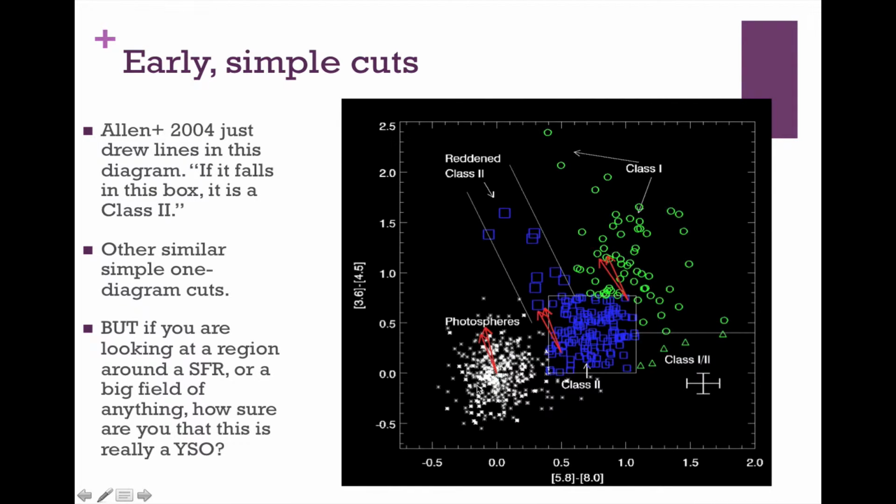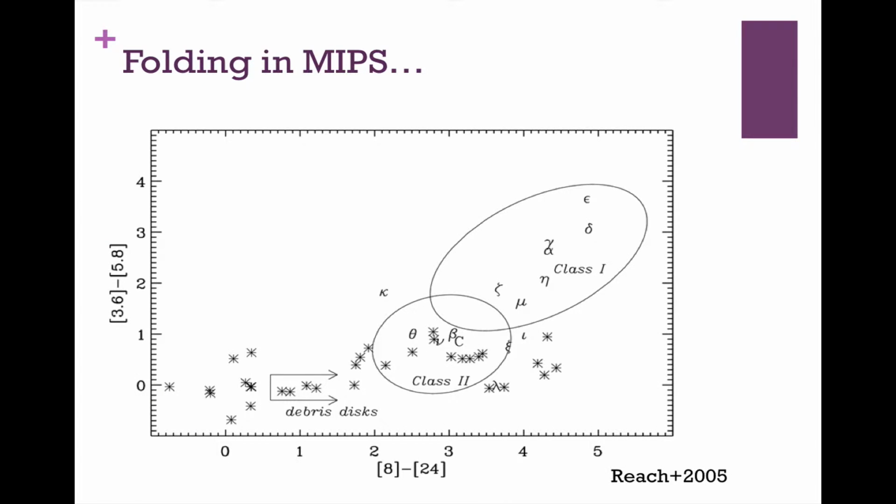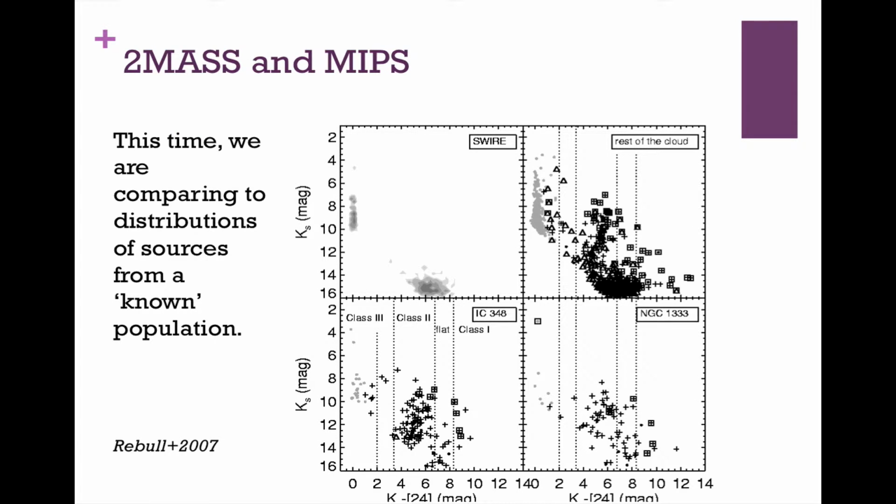So there are other similar, pretty simple cuts you can make in just one diagram. But if you're looking at a region that is around a star-forming region or a big field of almost anything, how can you be sure that what you're looking at is really a young star? So here's folding in MIPS. Here we have 3.6 minus 5.8, IRAC 1 minus 3, on this axis, and 8, IRAC 4, minus 24, or MIPS 1, on this axis. Plain stars, again, of 0 color. You've got the debris disks here, and then things that are really red in both colors are class 2s or class 1s. So this is the next step.